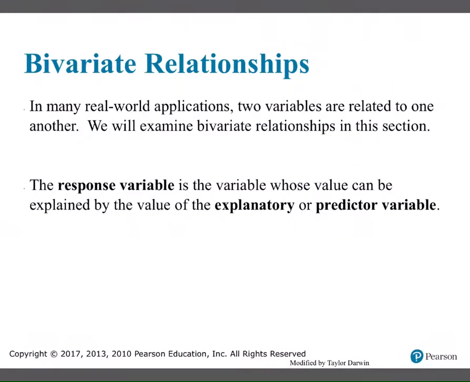There is something called a bivariate relationship, and it happens in real-world applications when two variables are related to one another. And we've kind of already talked about what a response variable is and what an explanatory variable is, but it's also called a predictor variable. Remember, I think of the x as your explanatory and the response as your y value, because the y value responds to what your x value is doing.